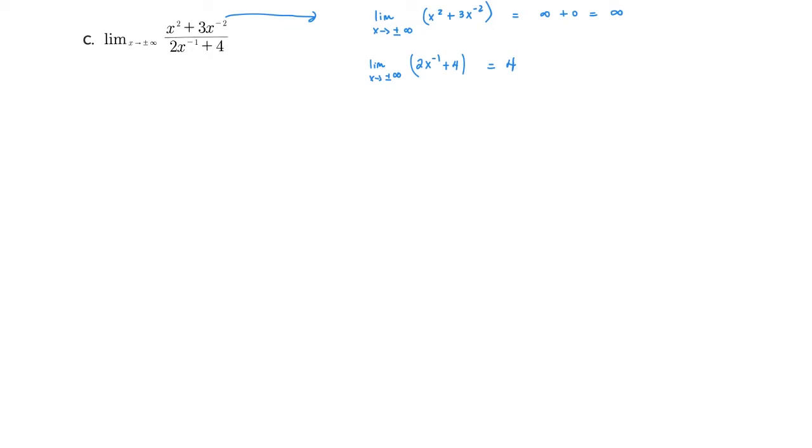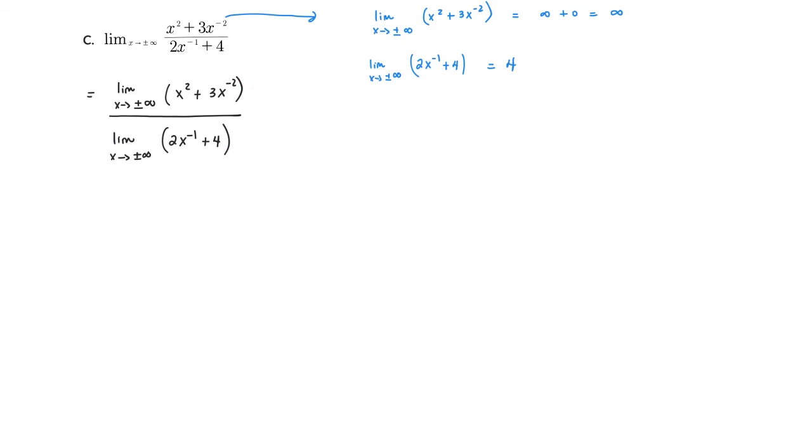So in this case, I'm going to tackle the problem like this. I can have the limit as x approaches positive or negative infinity of x squared plus 3x to the negative 2. That is going to be equal to the limit as x approaches positive or negative infinity of 2x to the negative 1 plus 4. So limit law number 6 allows us to take the limit and apply it to the top, and take the limit and apply it to the bottom. That's what I'm doing over here.